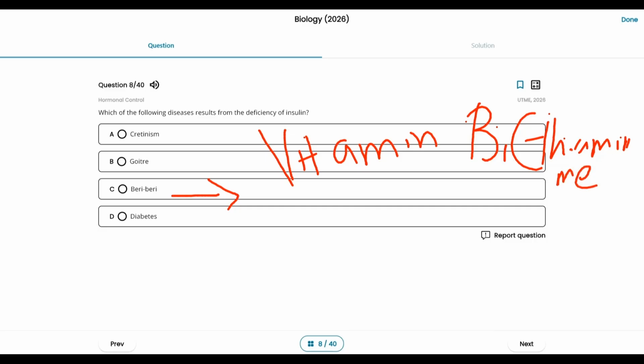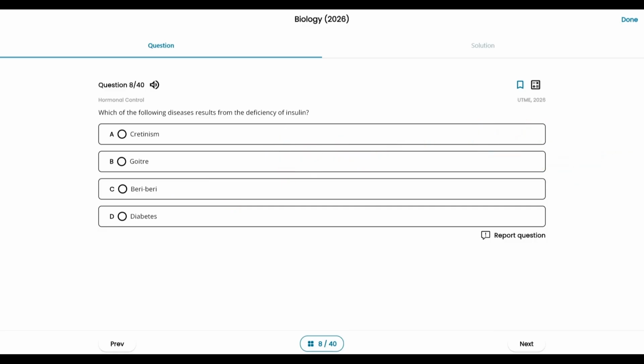Okay. So let me read the question again. Which of the following diseases result from the deficiency of insulin? The correct option here is option D, diabetics. Let's forge ahead.